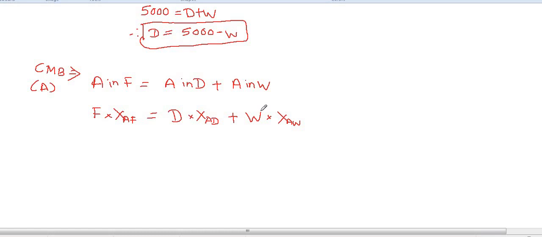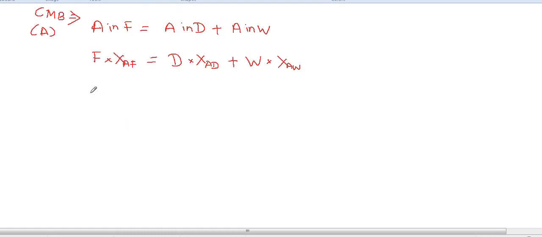Okay, so which quantities are given here? We have to just put these values here. F is given, F is 5000, XAF is 0.15, we have calculated that, fraction of methanol in feed. D is not given, but XAD is given, it is 0.9. W is not given, but XAW is given, that is 0.08.